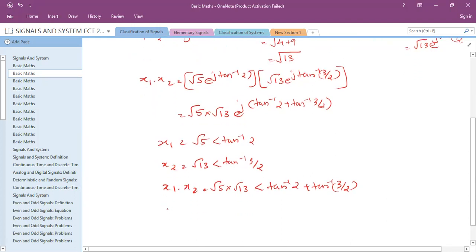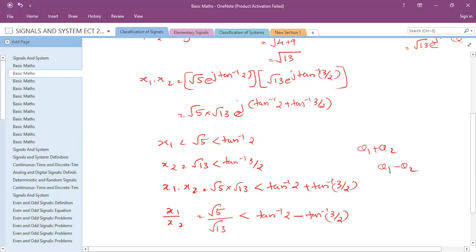And similarly, we can try the division also, x1 by x2. When it is x1 by x2, we can simply divide the magnitude part, root 5 by root 13. And when it comes to the angle, the numerator angle minus the denominator angle. That is, the numerator angle is tan inverse 2 minus tan inverse 3 by 2. So that is the formula. When it is a product, you will add theta 1 plus theta 2, and when it is a division, you will perform theta 1 minus theta 2.